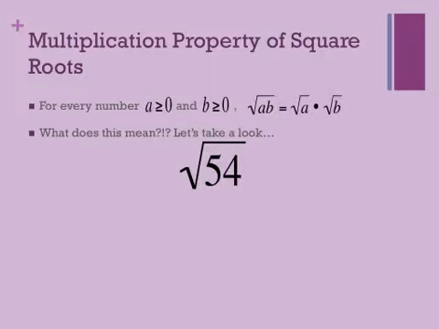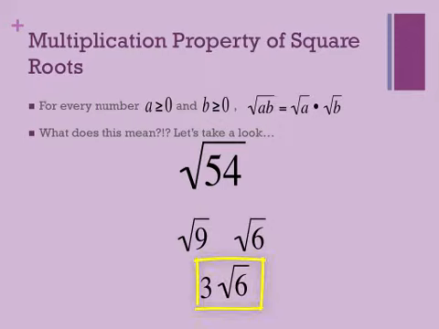So, the square root of 54 is going to break apart into the square root of 9 times the square root of 6. And since we know the square root of 9 is 3, we're going to write the 3 without a square root symbol. And since we don't know the square root of 6, we keep it inside the square root symbol. So the final answer for the square root of 54 is 3 times the square root of 6.